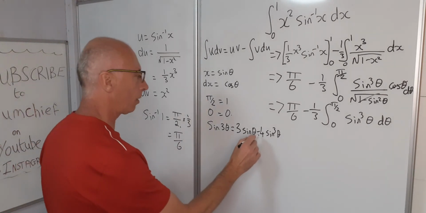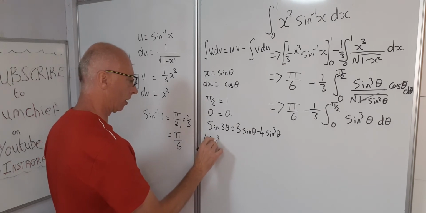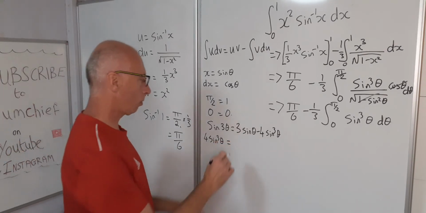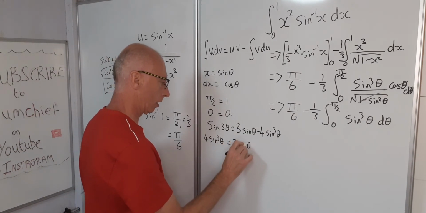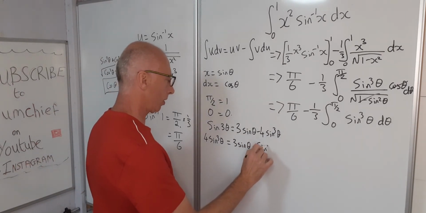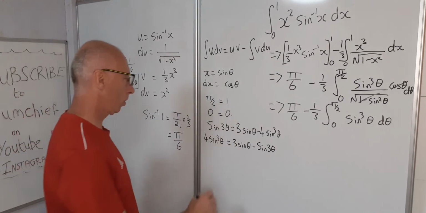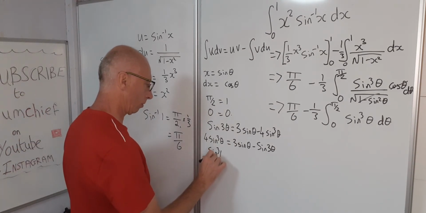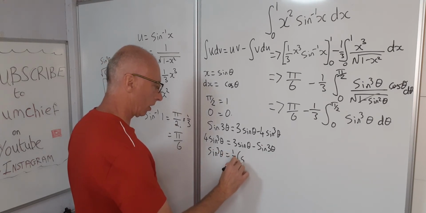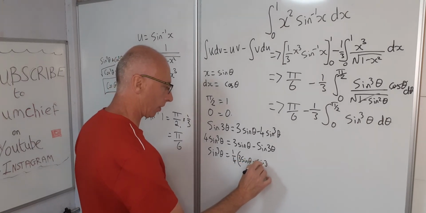So what we do is now, let's bring the 4 sine cubed theta over to this side. So that changes the sign of that one. This one will stay here. And then we'll bring this one over this side, give minus sine 3 theta. Then all we need to do now is just divide through by 4. Sine cubed theta equals 1/4 times 3 sine theta minus sine of 3 theta.